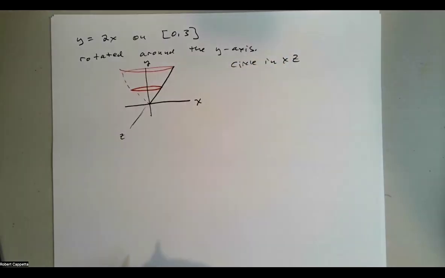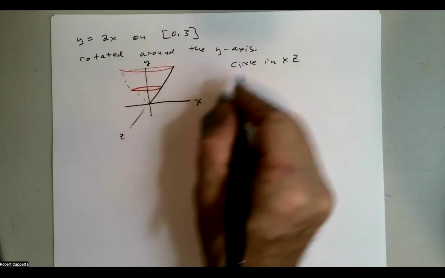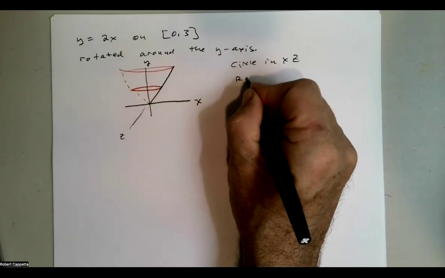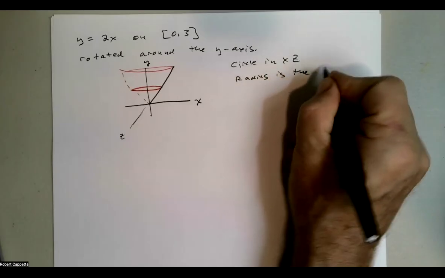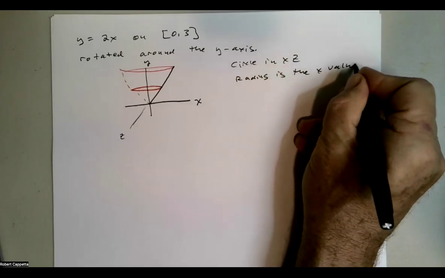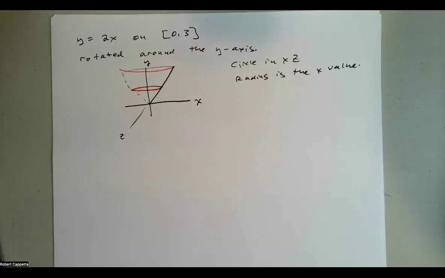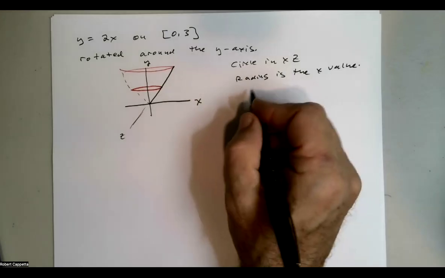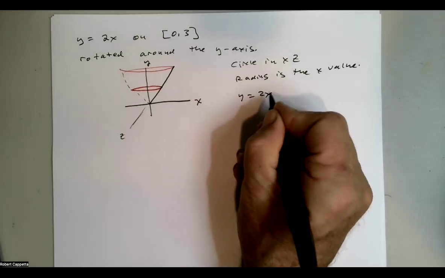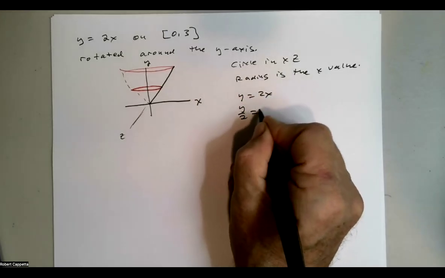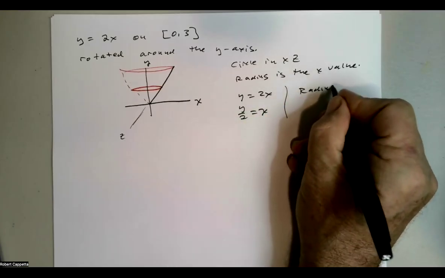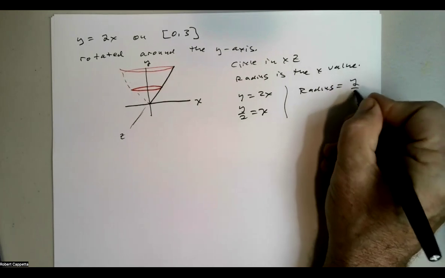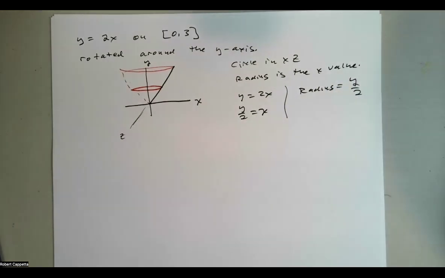And what is the radius of that circle? The radius is the x value. So let's do some analysis here and determine what that's going to be. Well, we see y equals 2x. So y divided by 2 is x. So my radius equals y divided by 2.